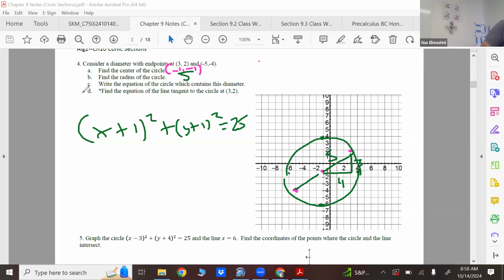So part D, what does it mean to be tangent to a circle? Like we're going off on a tangent, going off in the yonder, right? That's all. Just a point that grazes the graph. So (3, 2). How would I find that equation? What would I do?